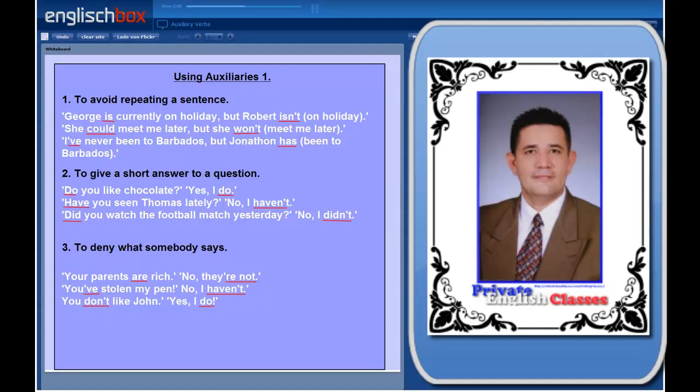Number 3, to deny what someone says. So if someone gives you a statement with which you don't agree, then you can use the auxiliary as well. Your parents are rich? No, they aren't. You've stolen my pen? No, I haven't. And you don't like John? Yes, I do.